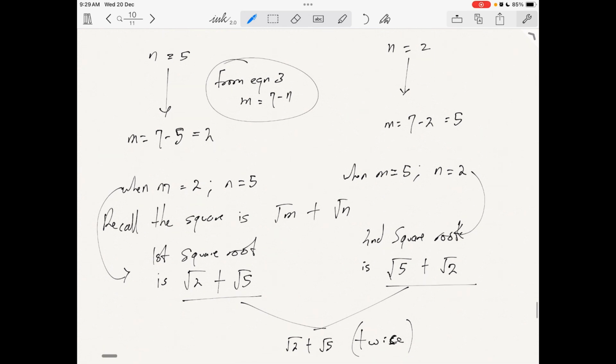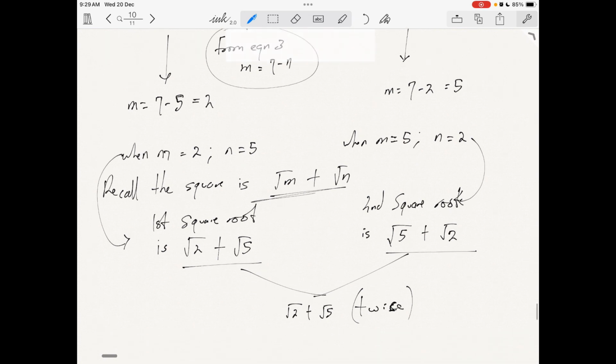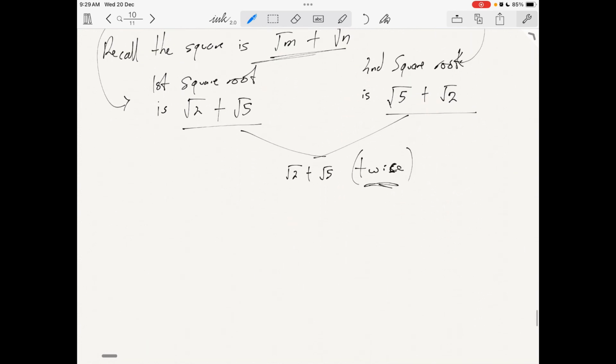So we now recall that the square root is root m plus root n. With that, we evaluate the square root by substituting m and n respectively for each condition. Most of the time, it's not all the time that we will have these equal root situations. So let's take another example.